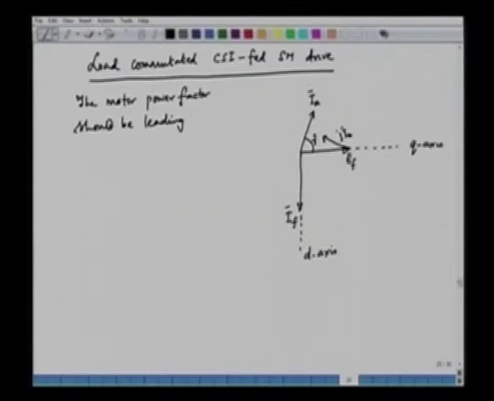j IA Xs is the synchronous reactance drop, and then we add to this the resistance drop, which is somewhere here, IA RA. Now, the resultant will give us the applied voltage. So, the applied voltage here is this vector, this is VA. Now, if this is VA, what about the power factor? The power factor is the angle between V and I. So, we see here that the power factor in this case is leading. This angle is now theta.